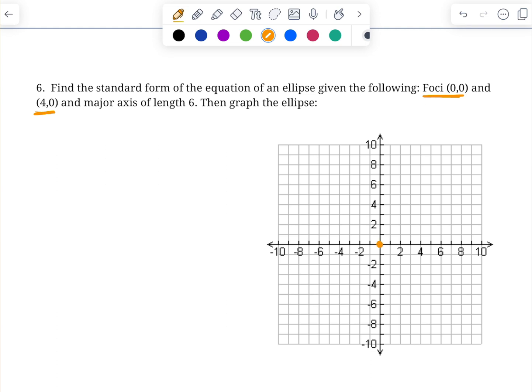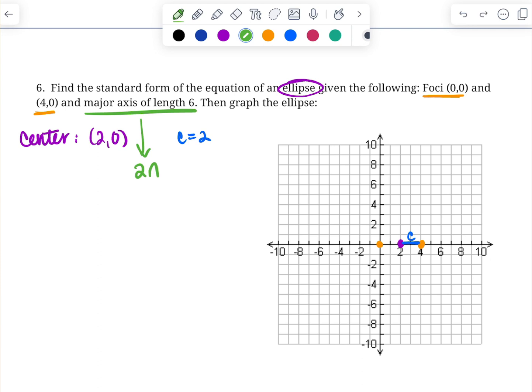So I've got 0, 0, and I've got 4, 0 as my foci, okay? The point in between them has to be the center. So the center for this particular ellipse, because that's what it says we're going to graph, is 2, 0. And then this distance between the center and the foci has to be c. So c equals 2. Major axis, similar to the minor axis, this is 2a. So 2a must equal 6, so 3 equals a.